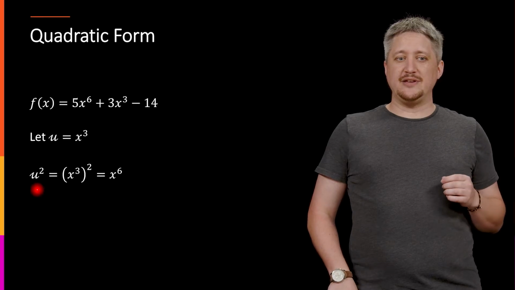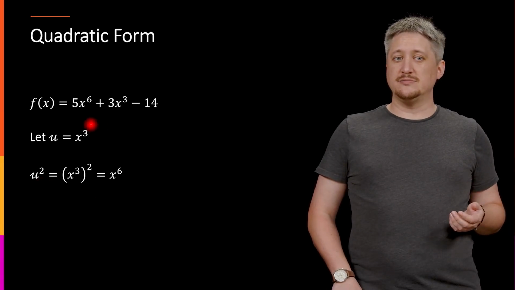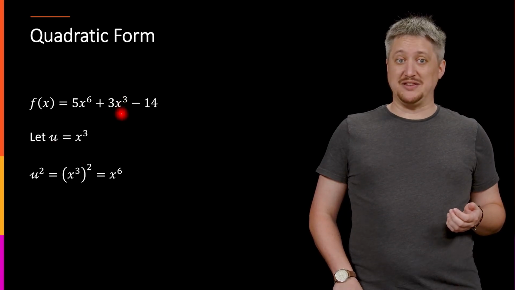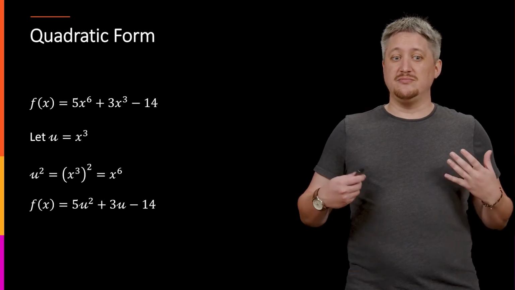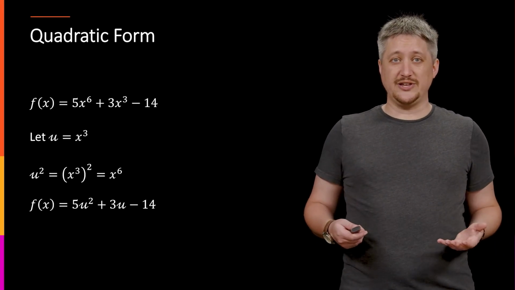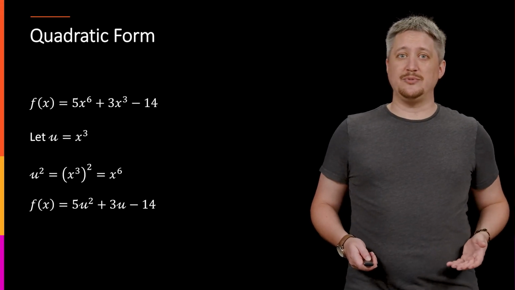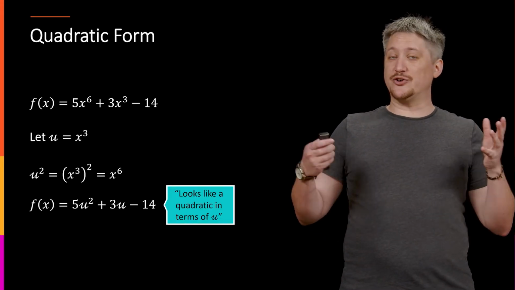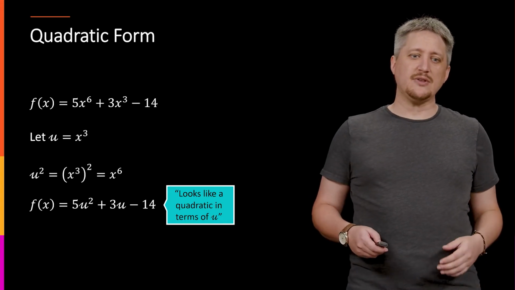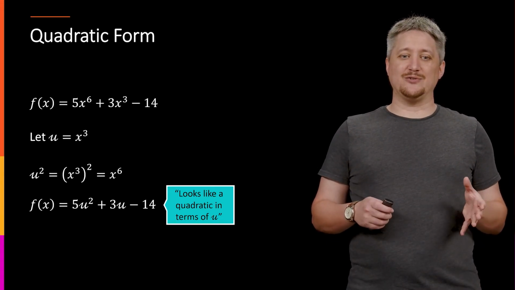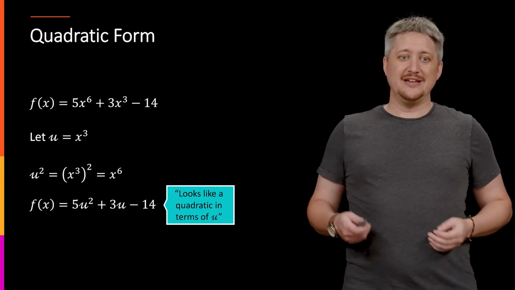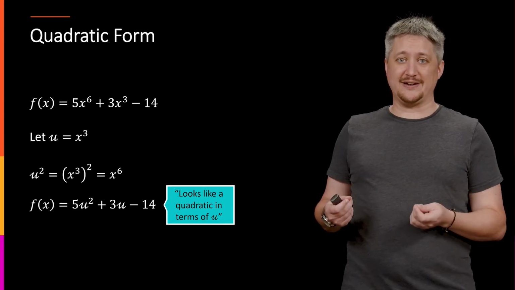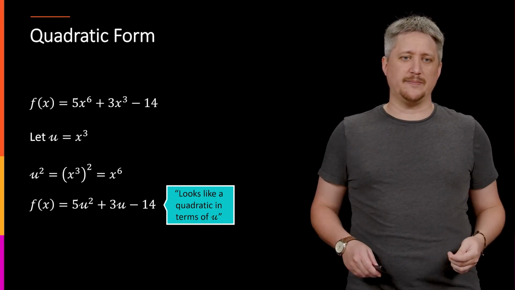So that means u squared is x to the sixth. That's what this thing is: 5x to the sixth. And u is x to the third, that's what this thing is: 3x to the third. And so if I substitute those out, I get 5u squared plus 3u minus 14. That's a quadratic. In particular, that is a quadratic in terms of u. So this thing is now susceptible to all of those quadratic function methods now that we have it in terms of u rather than x. And this is what we mean with quadratic form.